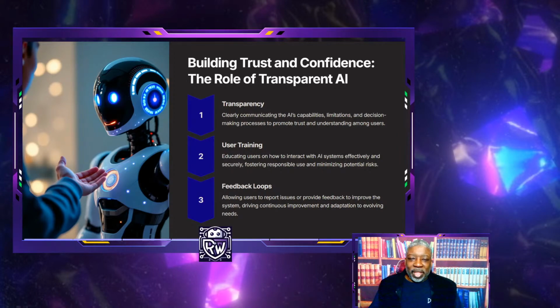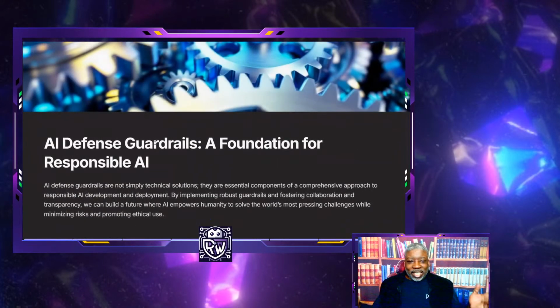User training. Educate people on how to interact with AI systems effectively and securely. Feedback loops, allowing users to report issues. That's really important. I just talked about collaboration. We also need a way for people to give us information when things aren't quite working correctly. Right? Does that sound good? Does that sound like something we can do? We can do this, everybody.